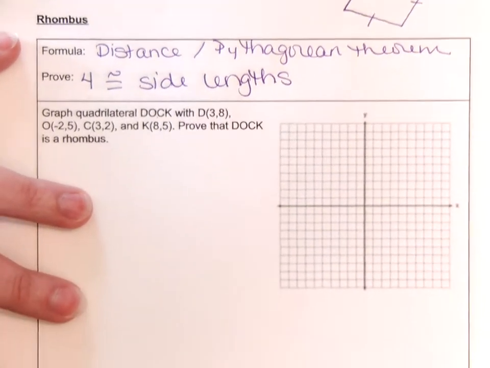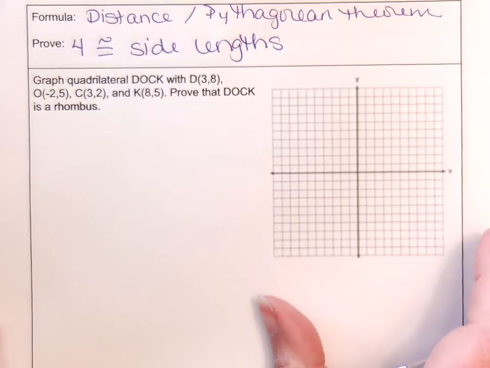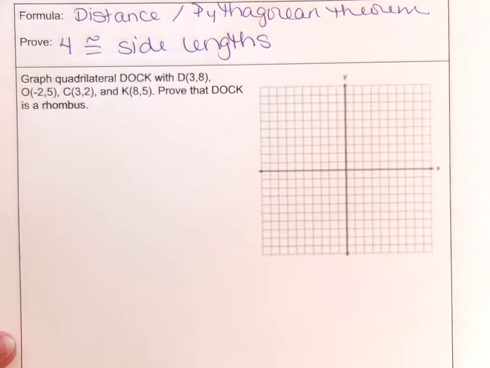All right. So it's a little bit more work than four slopes, but really not a ton because you're going to see the same pattern over and over and over again. So we're going to graph quadrilateral DOCK.